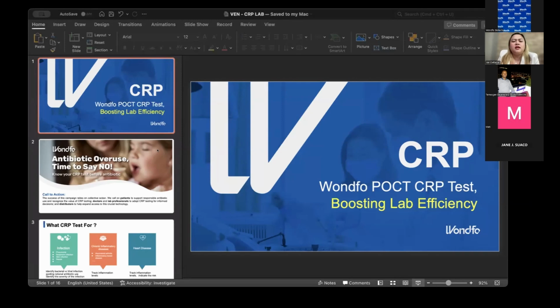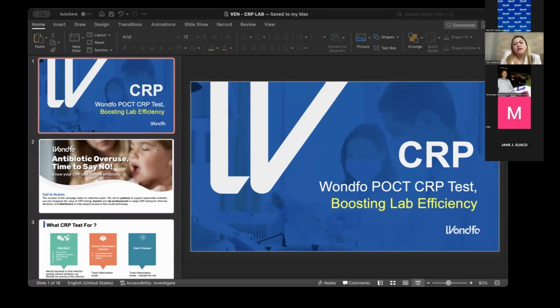CRP testing is used across a wide range of clinical conditions, from pneumonia and sepsis to rheumatoid arthritis and inflammatory bowel disease. So it plays a very crucial role in differentiating between bacterial and viral infections, monitoring chronic inflammatory conditions, and assessing cardiovascular risk. In cardiology, hsCRP, or high-sensitivity CRP, even helps predict the risk of future heart attacks. During acute infections, CRP levels can increase by 10 to 1,000 times, giving healthcare providers a clear signal to guide timely and appropriate treatment.